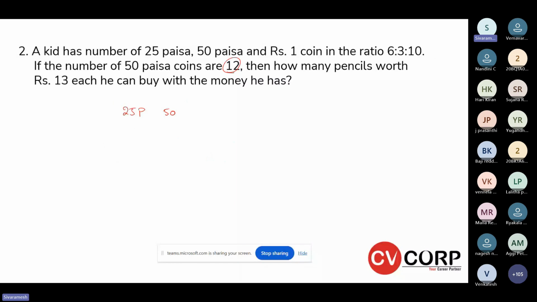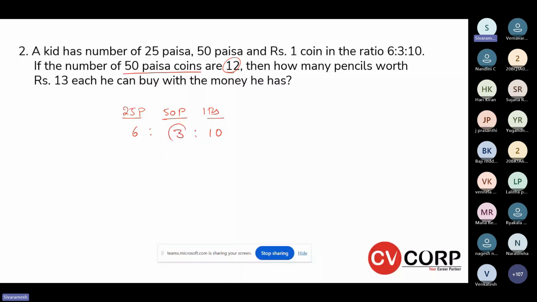Okay, let's say we have the denominations 25 paise, 50 paise, and 1 rupee coins. The ratio they have given is 6 is to 3 is to 10. What the ratio indicates is that if he has 6 coins of 25 paise, he should have 3 coins of 50 paise and 10 coins of 1 rupee. We are not sure how many coins he has exactly, but we know the condition: he has a total of 12 fifty paise coins. In the actual ratio, the 50 paise coins are only 3.